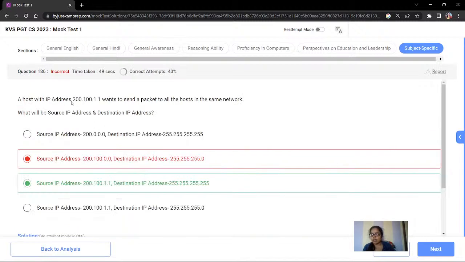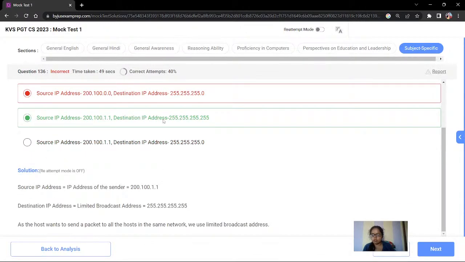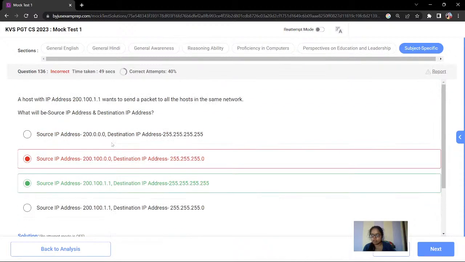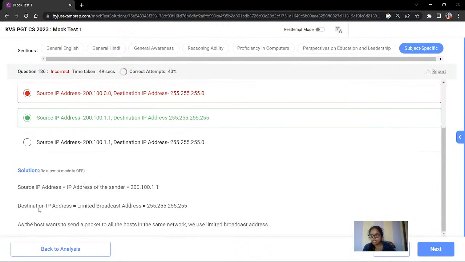A host with an IP address is given. Here it is 2000, that is the source IP address, and the destination is 255.255.255.255. The source IP address is the same as whatever is given in the question, and the destination IP address is the limited broadcast address. We use this as a destination IP address.